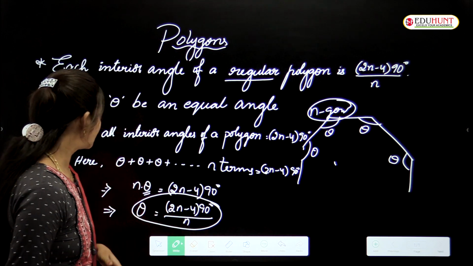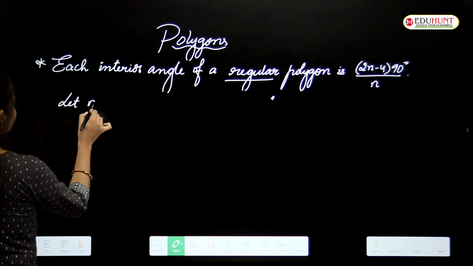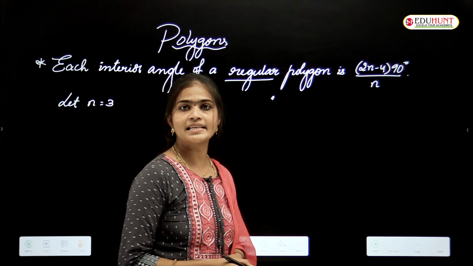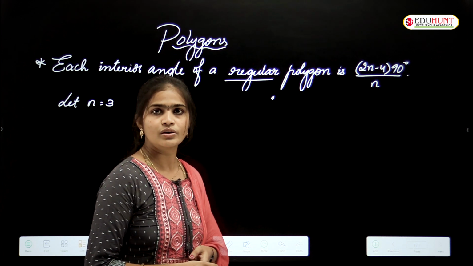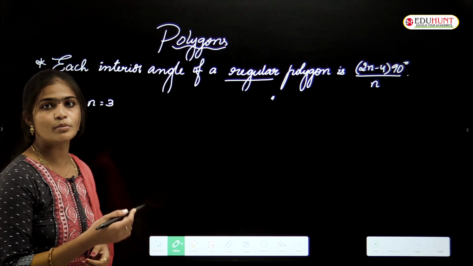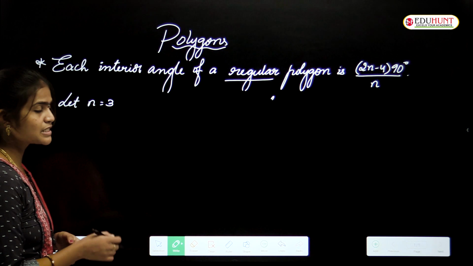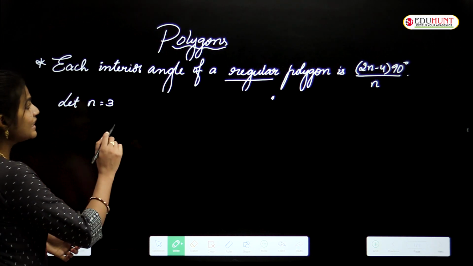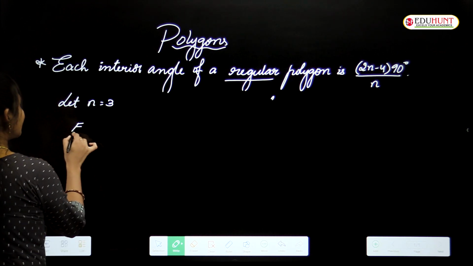So just take one example here. Let n equal 3. 3 means a triangle. Why am I always taking n equal to 3? Because we know that is a known figure, a triangle. We know about the triangle, right? It has 3 sides, 3 angles, and we know the sum of all interior angles of the triangle. That's why I am taking it here. So n is equal to 3. Then each interior angle of a regular polygon means it must be equilateral.